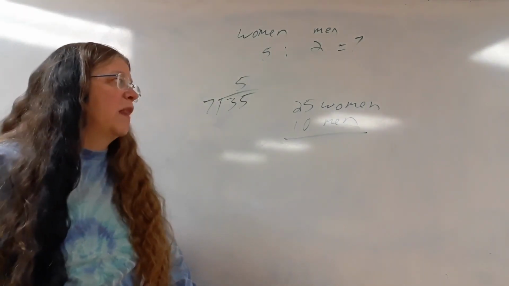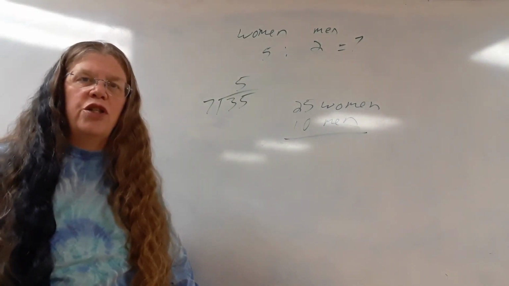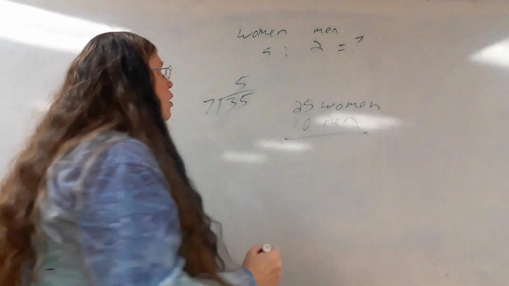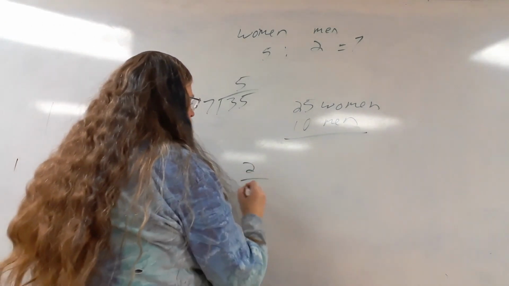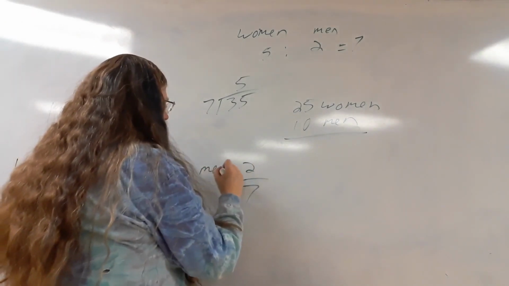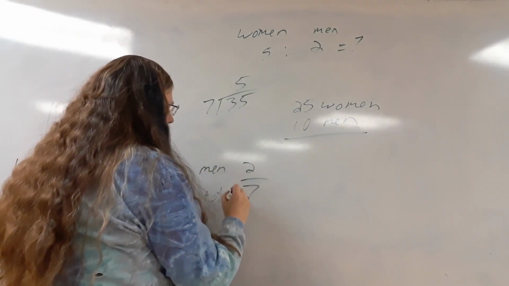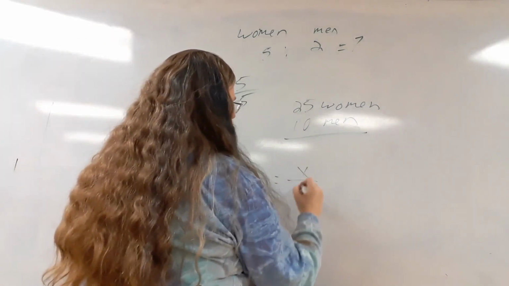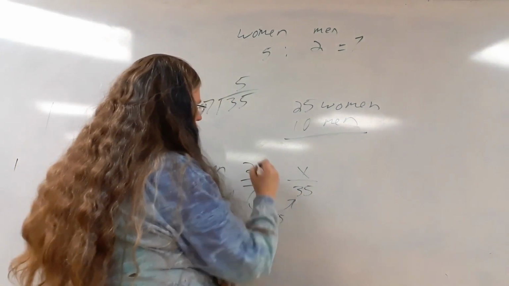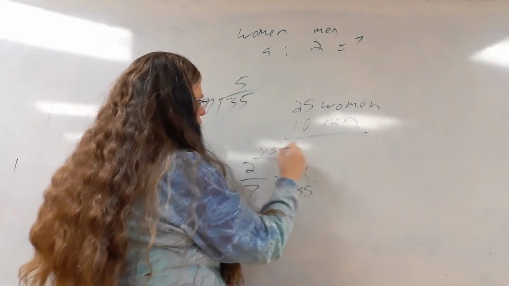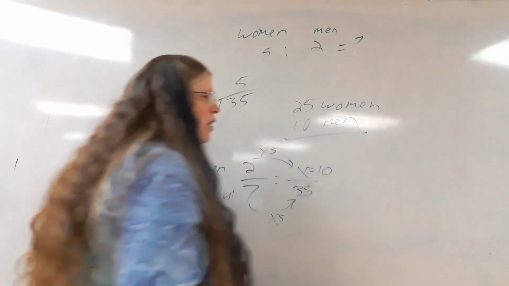Okay? If we were doing this as a ratio, we would say 2 out of 7, because we're looking for men, and we have total, equals x over 35. And then we go times 5, times 5, and that gives us 10.